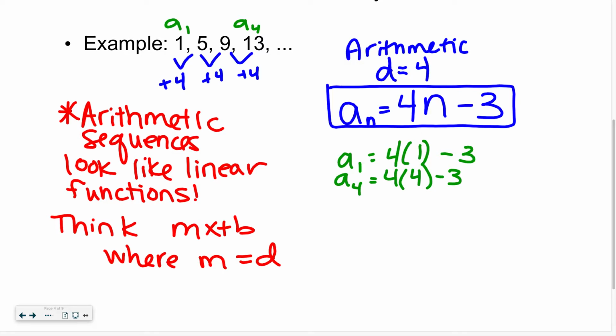Let's look up here at this sequence. 1, 5, 9, 13. We were adding 4 every time. If there was a term before a sub 1, what would it have been? Negative 3. It would have been a negative 3. So that negative 3 plus 4 would get us to 1. 1 plus 4 got us to 5. 5 plus 8 got us to 13, and so on and so on.